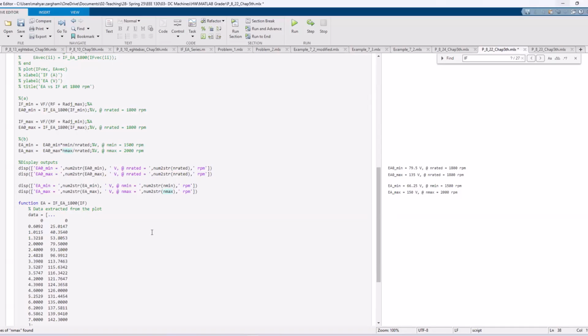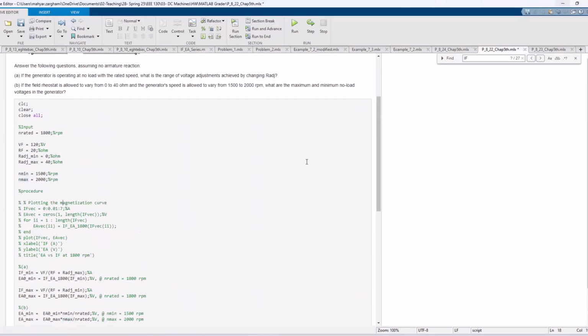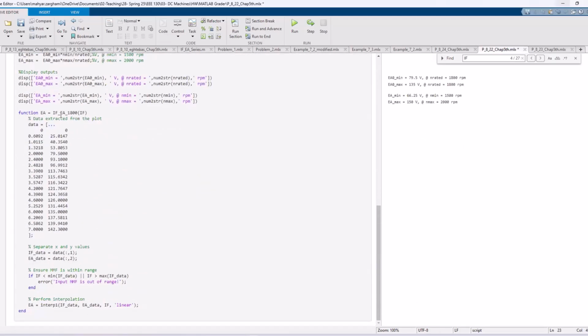I also wanted us to go over the plotting. So I have to uncomment this part. This part is plotting the curve. For the curve, you can see that it can go from IF of 0 all the way up to 7.